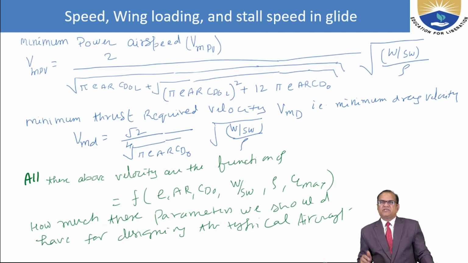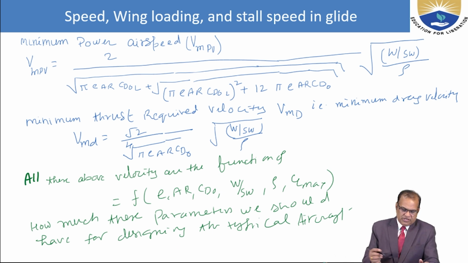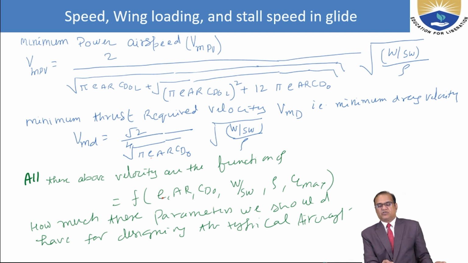So, speed, wing loading and stall speed in glide. Here I think we have already covered minimum power airspeed. So it is the square root of 2 by pi E aspect ratio CD naught. This minimum drag speed is a function of E, that is Oswald efficiency, aspect ratio, CD naught, wing loading, density and the CL max.